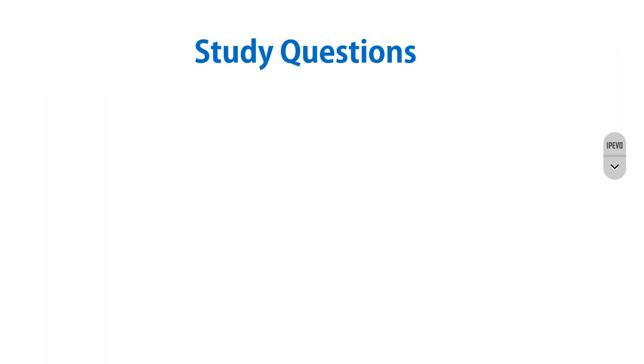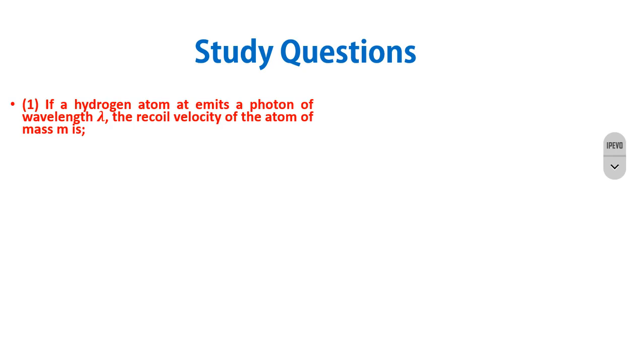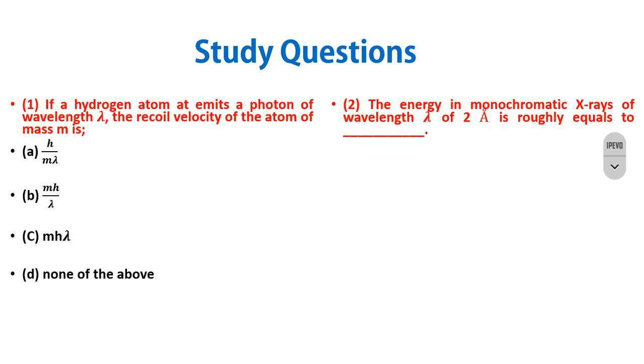Okay. Look at the following study questions. This one is for you. You just solve it and think about it and check whether your option is included here. The question says, if a hydrogen atom emits a photon of wavelength lambda, the recoil velocity of the atom of mass is, what's the correct answer? This one, there is no option.